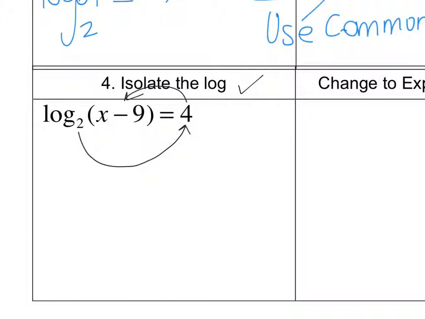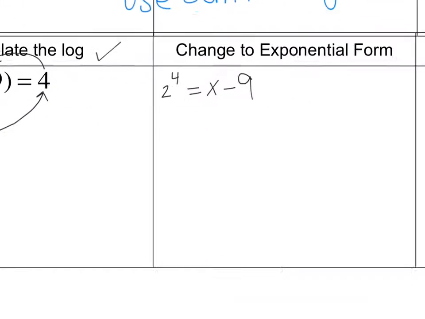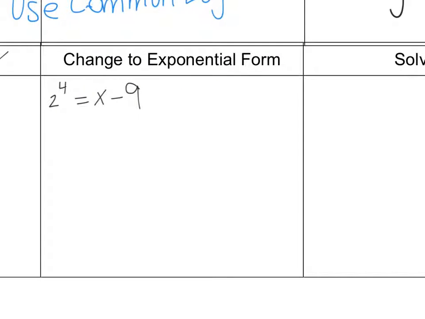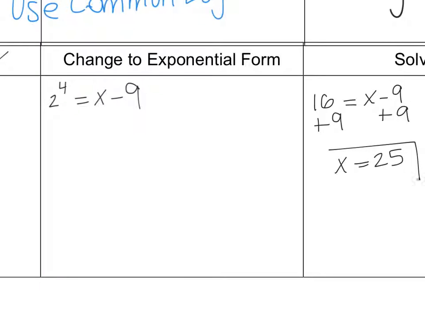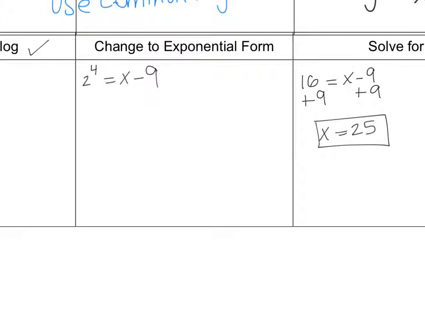So 2 to the power 4 equals x minus 9. Now to solve for x, find what 2 to the power 4 is. 2 to the power 4 is 16. You can use your calculator to find that. 16 equals x minus 9. Now to solve for x, you add 9 to both sides, so x is equal to 25. Now again, I need to remind you, once you find the answer, always remember to check.